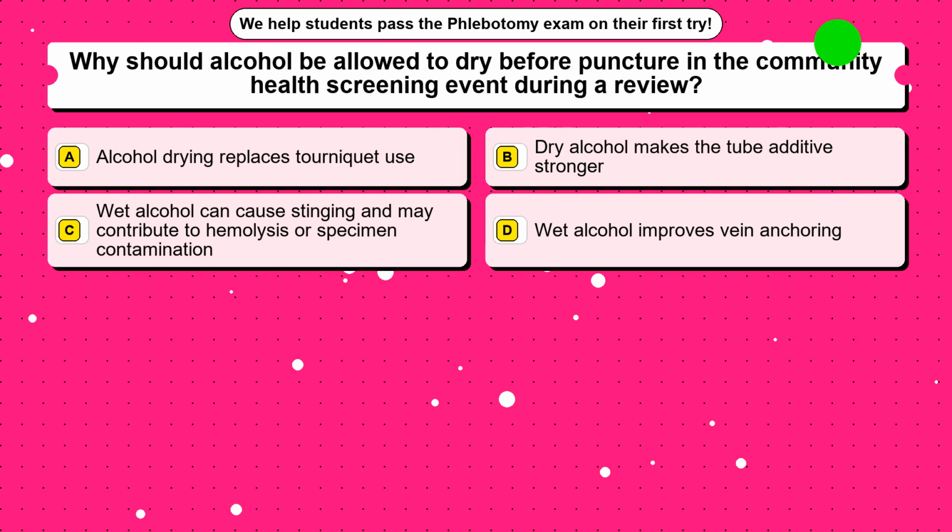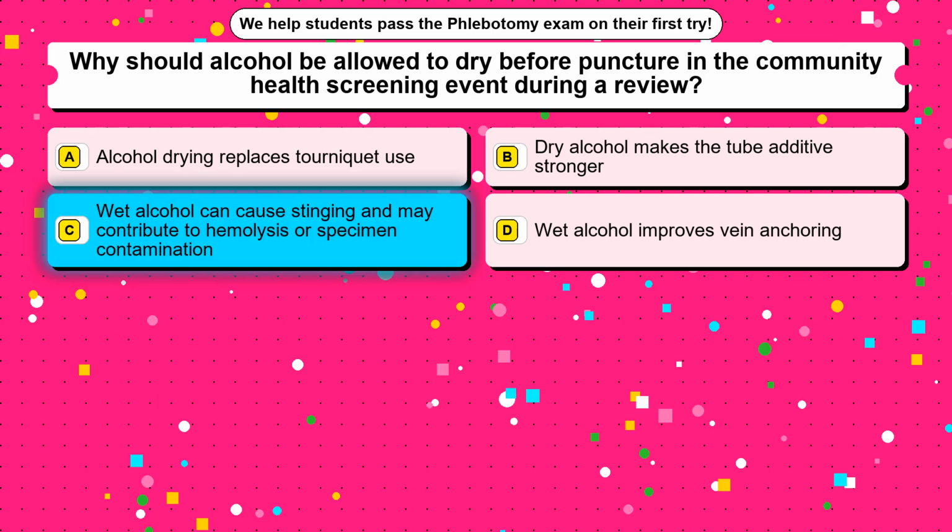Question 57. Why should alcohol be allowed to dry before puncture in the community health screening event during a review? Option A. Alcohol drying replaces tourniquet use. Option B. Dry alcohol makes the tube additive stronger. Option C. Wet alcohol can cause stinging and may contribute to hemolysis or specimen contamination. Option D. Wet alcohol improves vein anchoring.